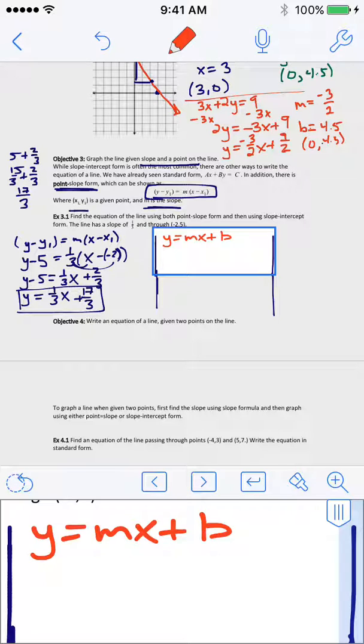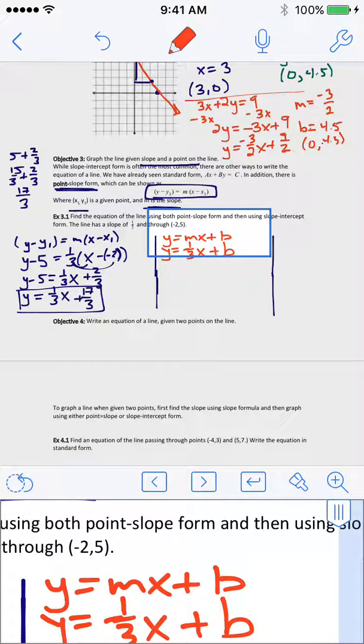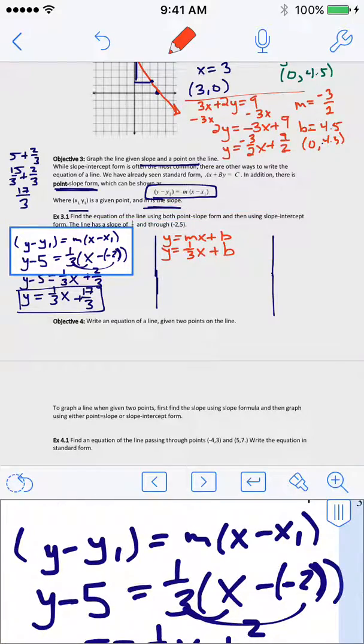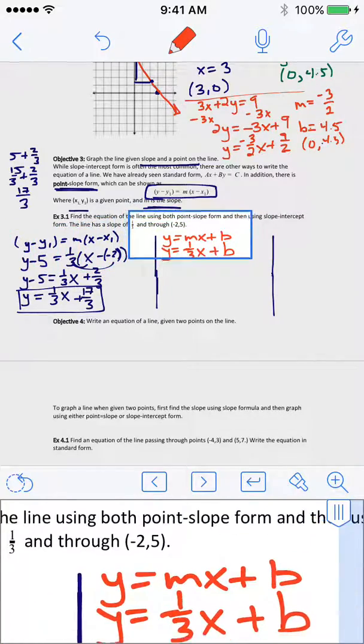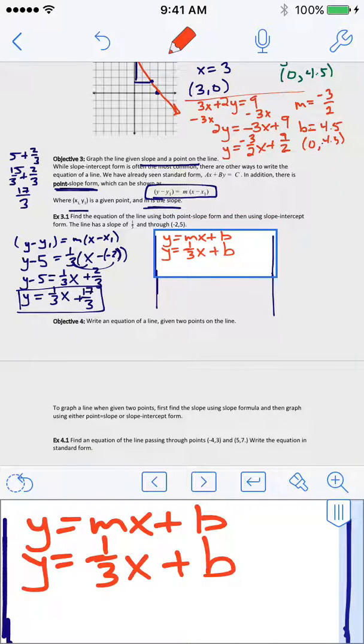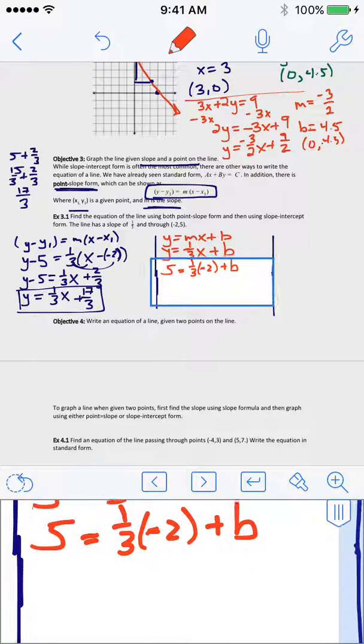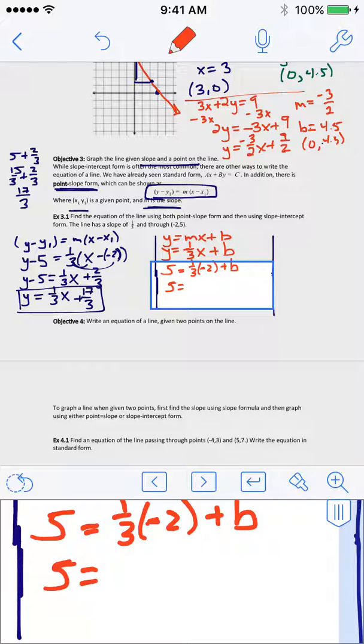We are given the slope though, so let's start with that. y equals 1/3 x plus b, right? Now let's plug in that point, but we're not going to plug it into b. We're not going to plug it in like we did in our point slope form. We're going to plug it in as a point. So our x comma y are going to become the x and the y here. So 5 is equal to 1/3 times -2 plus b. Solve that out, you get 5 is equal to -2/3 plus b.